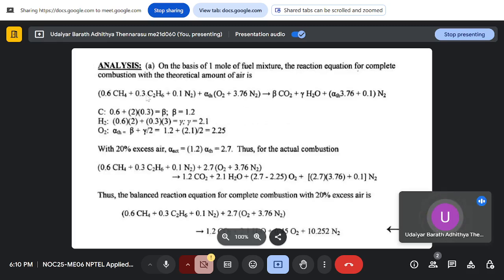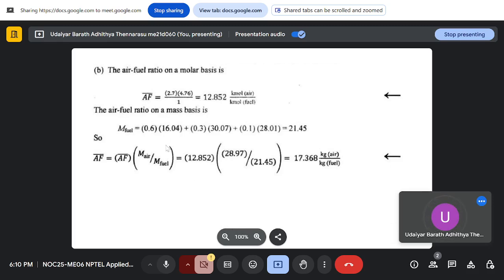Since we know the composition of the fuel, we can estimate the molar mass of the fuel. So 0.6 times methane, 0.3 times ethane, plus 0.1 times nitrogen. What we do is n into molar mass divided by total n. Here, since the number of moles is 1, straight away 0.6 into 16.04 is the molar mass of methane, plus 0.3 into 30.07 is the molar mass of ethane, plus 28.101 is the molar mass of nitrogen.